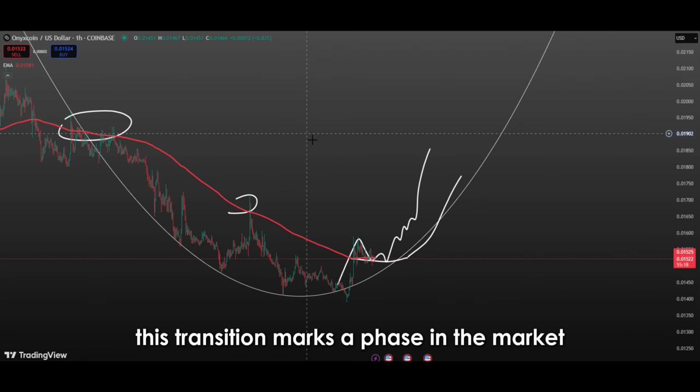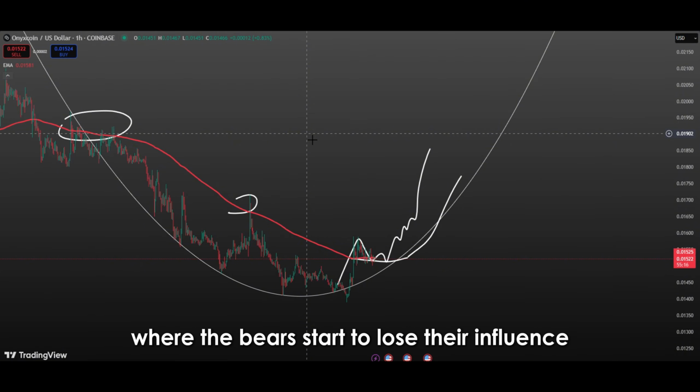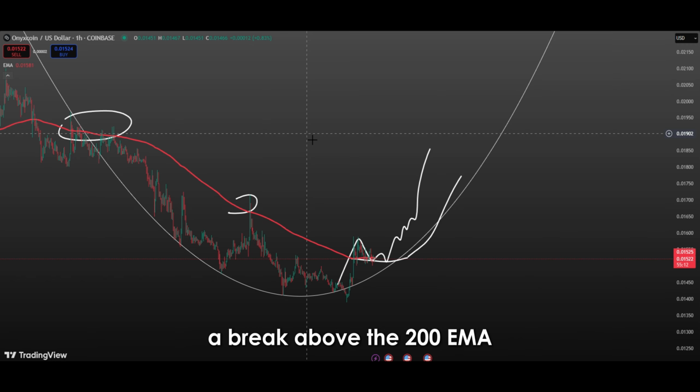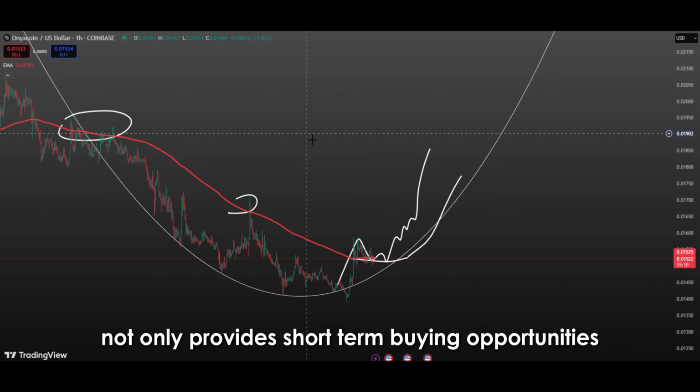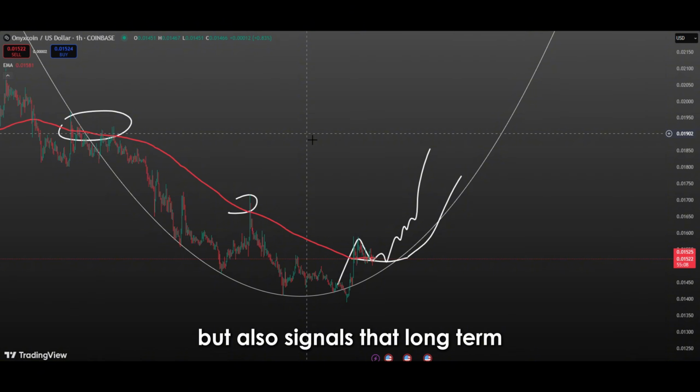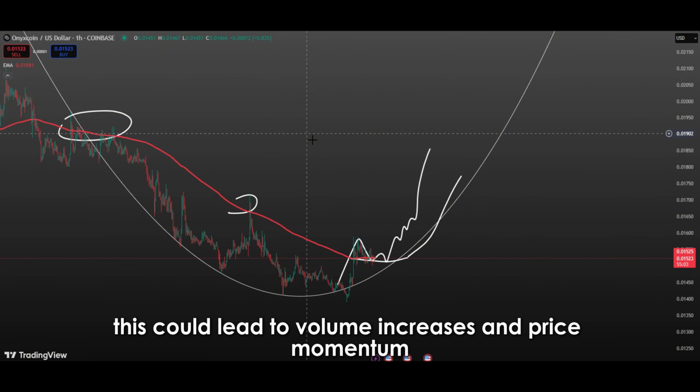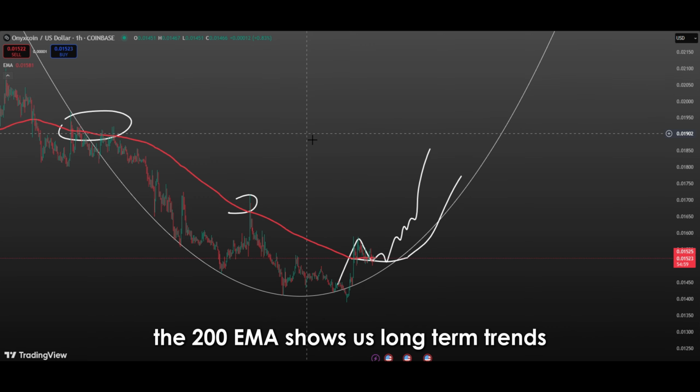This transition marks a phase in the market where the bears start to lose their influence and the bulls gradually take control. A break above the 200 EMA not only provides short-term buying opportunities, but also signals that long-term investors are regaining confidence in the market. This could lead to volume increases and price momentum. The 200 EMA shows us long-term trends.